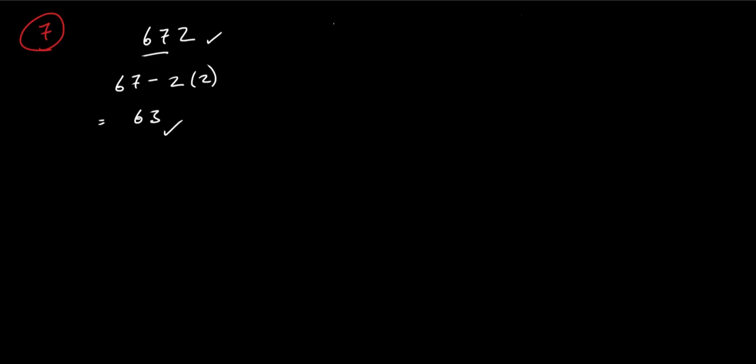So let's take another one. If you take 413, same thing again. Let's take the 41, subtract twice the last digit here, twice the 3. So when you do that, you get 41 minus 6. So that's just equal to 35. Is 35 divisible by 7? Yes, it is. So this number here is divisible by 7.